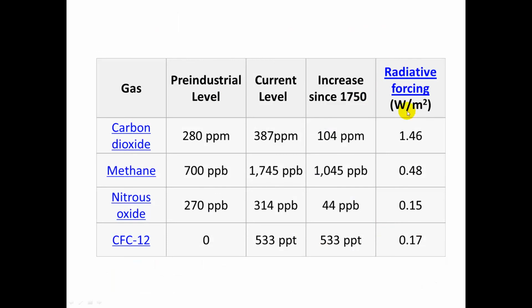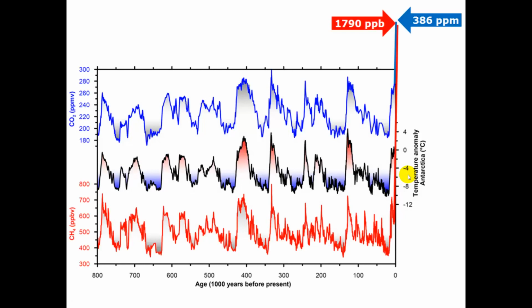I want to talk about radiative forcing, watts per meter squared. This is how many watts, how many joules per second of heating is occurring for every square meter of the atmosphere. And we can see carbon dioxide has the biggest effect, not because it's the strongest greenhouse gas per molecule, but because there are many more molecules of it, and then methane, nitrous oxide, and CFCs.